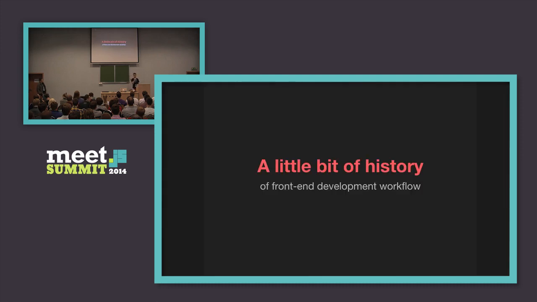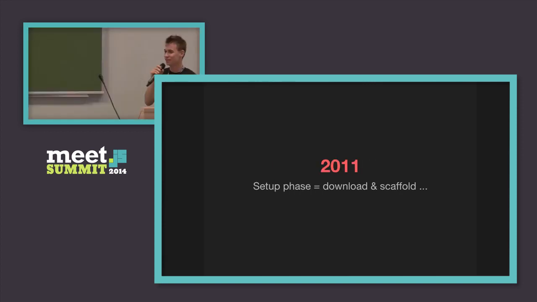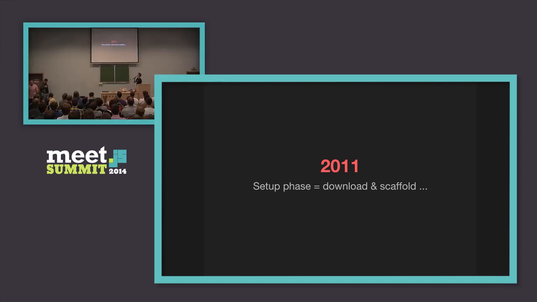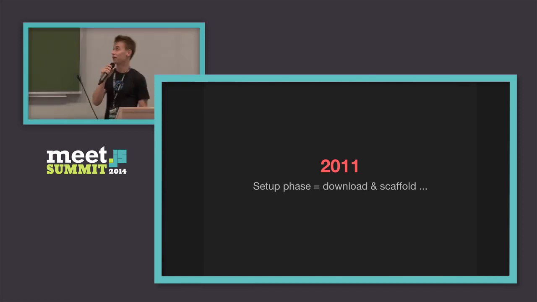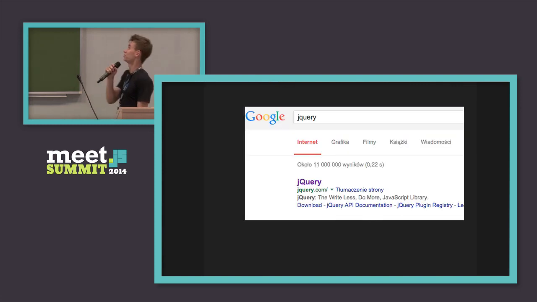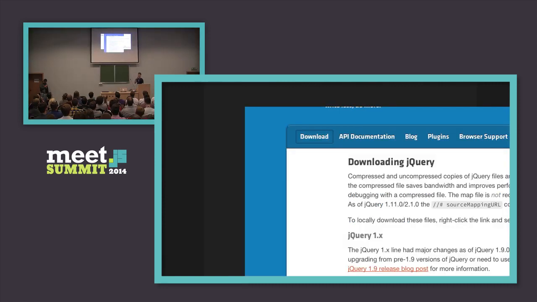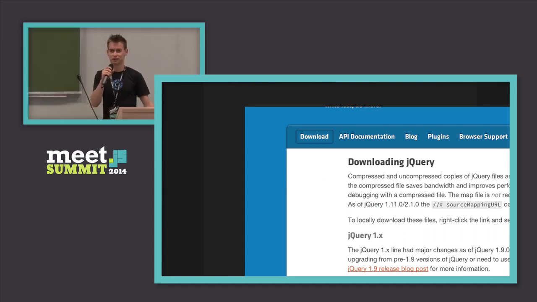And how did it look a couple of years ago? A short history lesson about front-end development. Let's go back to, for example, 2011, which isn't that far, about 3 or 4 years ago. Let's see how the setup phase looked at that time. When we wanted to download a library and add it to the browser, we just Googled it. For example, jQuery: we Googled for jQuery, visited the website, looked for the newest stable version, downloaded it and added it to the project.